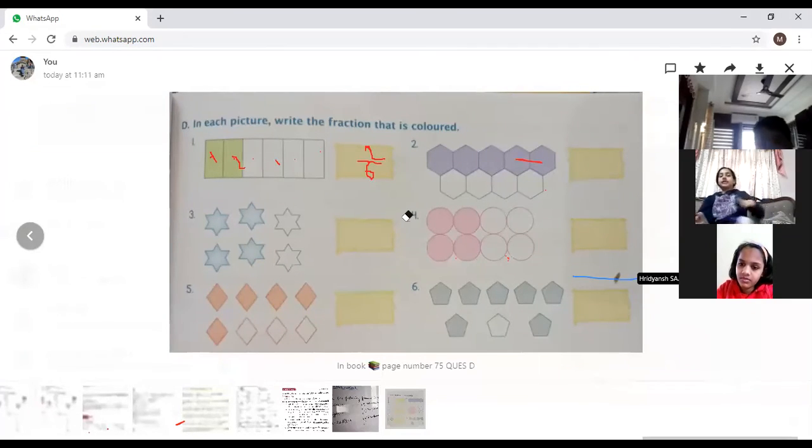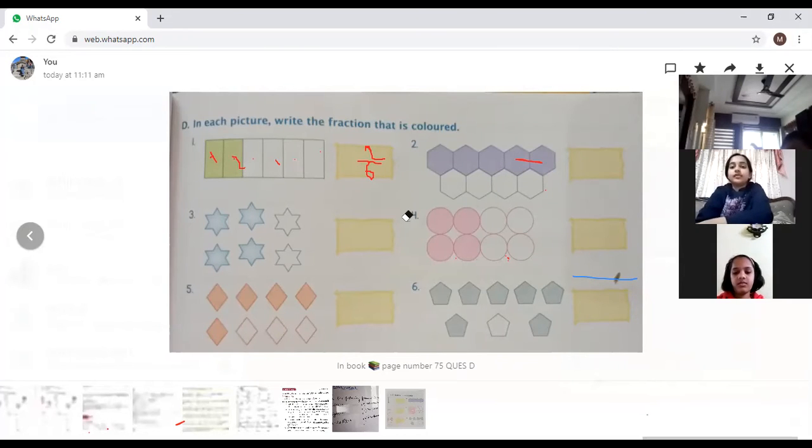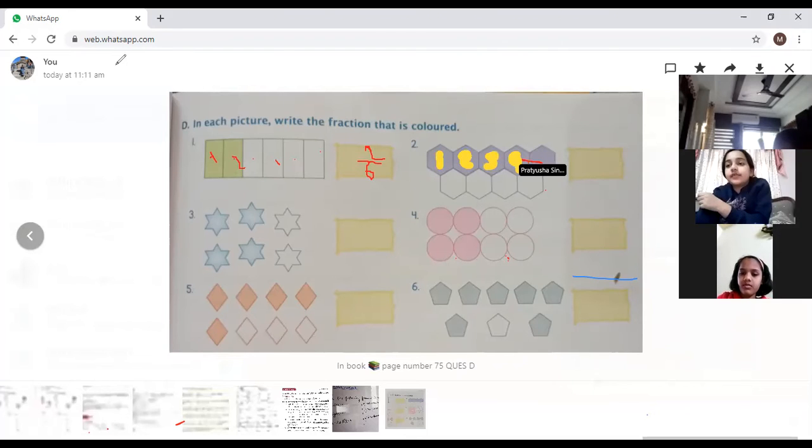Explain the second one, Pratyusha. Hridyansh, stop it. In the second one, there are the boxes. Beta, use this color and then explain. Okay. In the second box, there are 9 boxes. Yes, like this you explain. 1, 2, 3. 4, good. 5, yes. 6, 7, yes. 8, and 9. Very good.